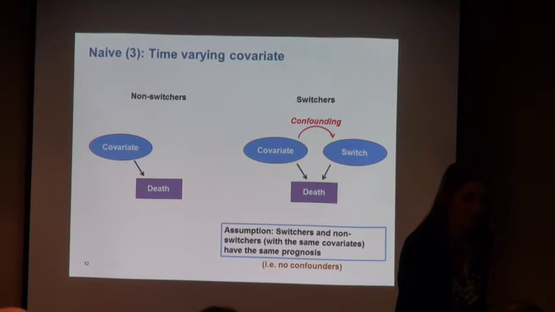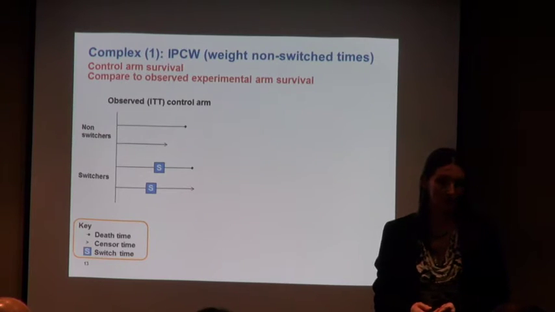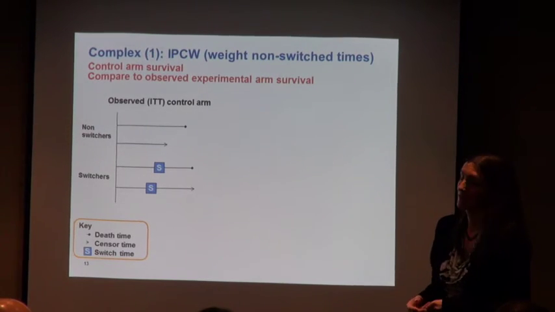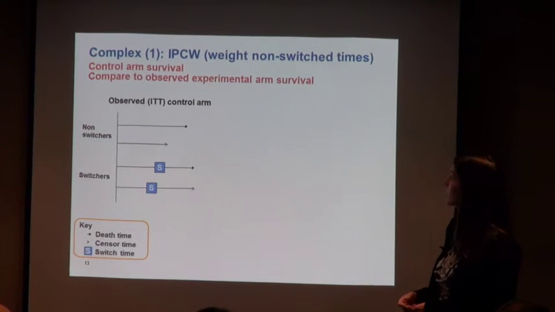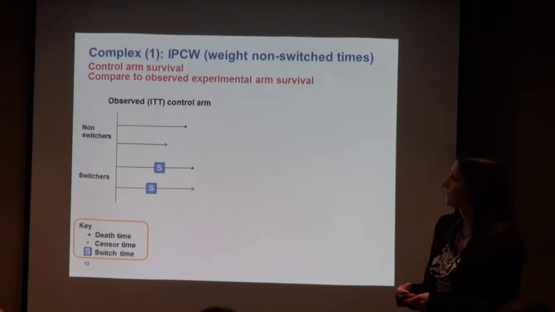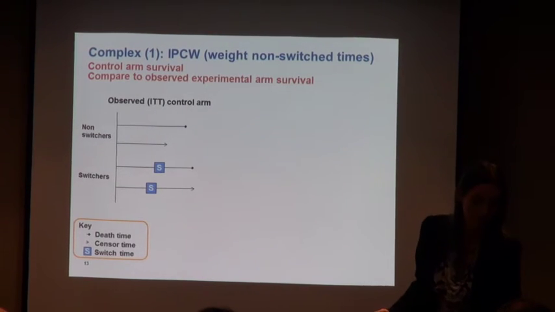So all of the naive methods have some problems, hence the development of the more complex ones. So the first one I'm going to talk about is inverse probability of censoring weighting, IPCW. And the idea of this is that the times for which the patients are not switched have some weights applied to them.